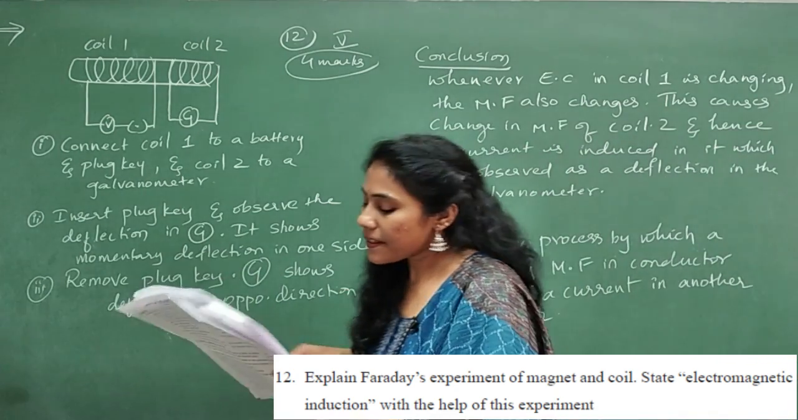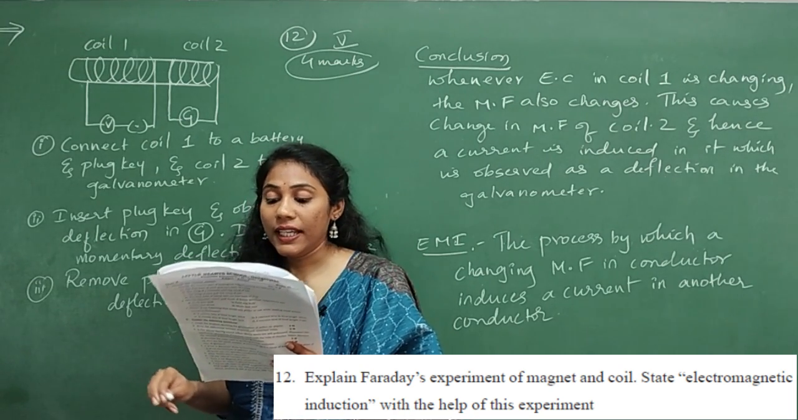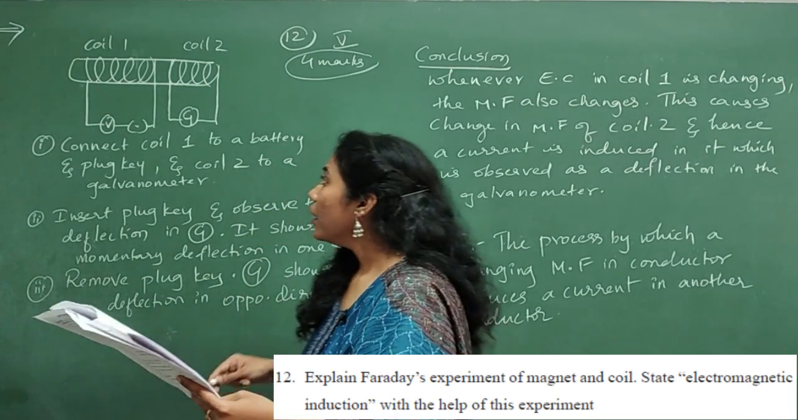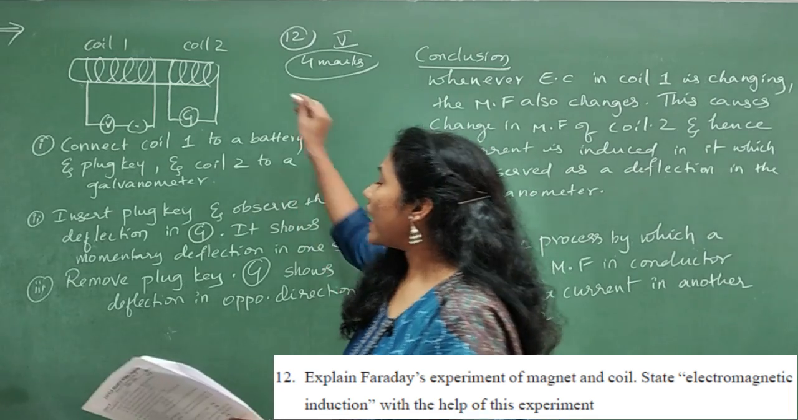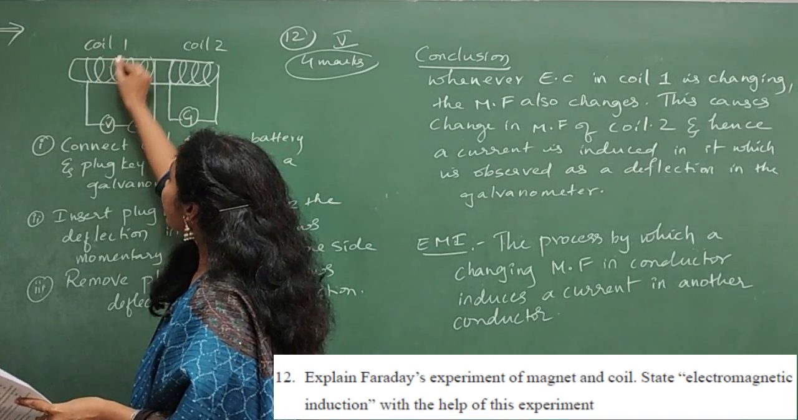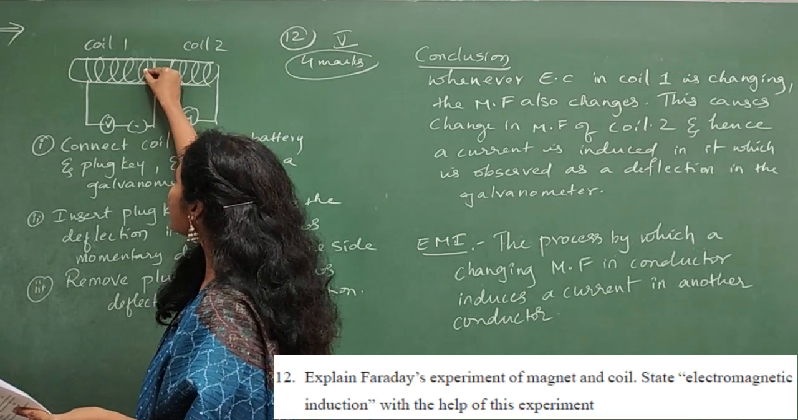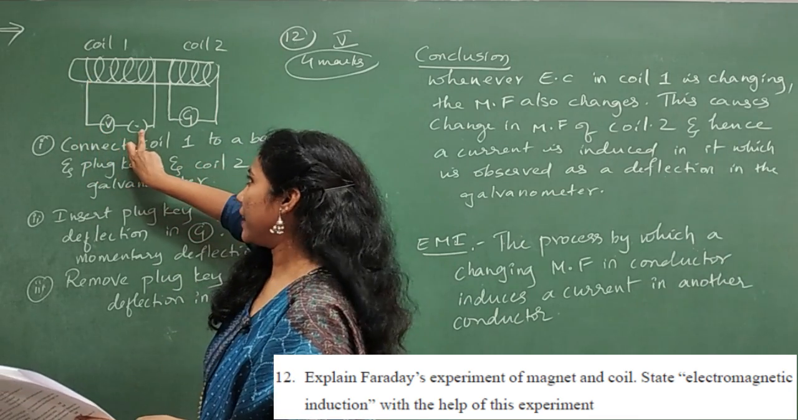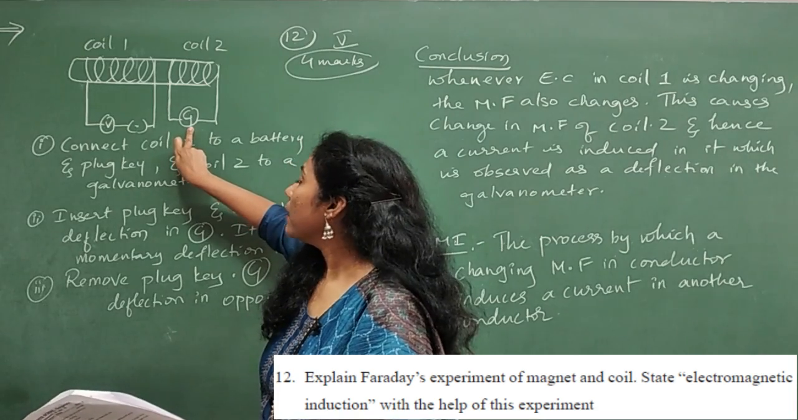So the question is, explain Faraday's experiment of magnet and coil. State electromagnetic induction with the help of this experiment. Okay, so you have to explain Faraday's experiment. See, we all know Faraday's experiment is this. This is coil 1, right? And this is coil 2. So there are so many copper turns here. So coil 1 has got a battery and a plug key. Okay, and coil 2 has got only a galvanometer.